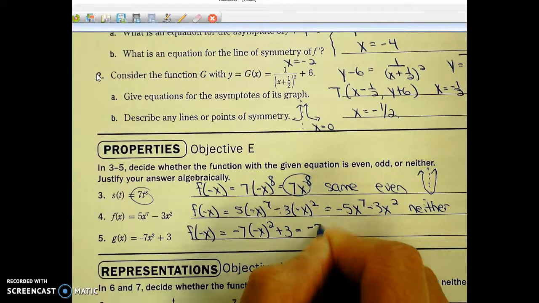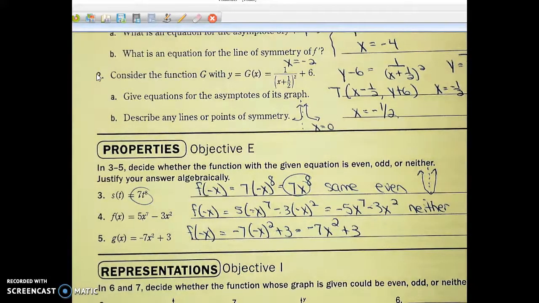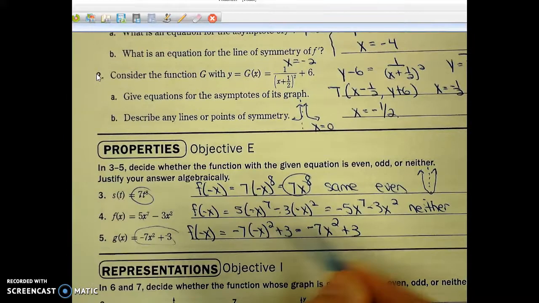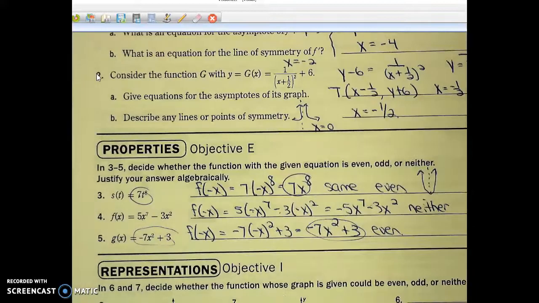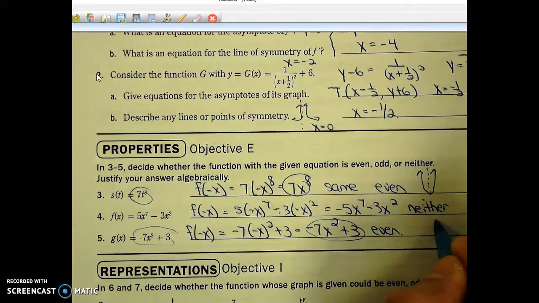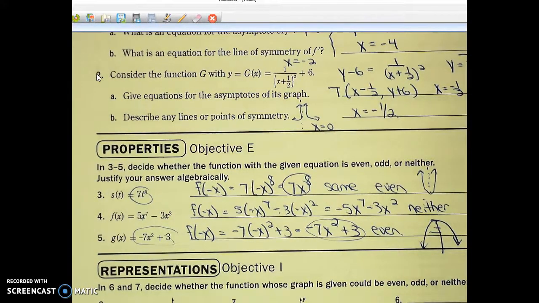So (-x)² is x² + 3. And again, these are the same, which makes me think it's even. And if I had to sketch this out, it would look something like the following, and again, that is symmetric with respect to the y-axis.